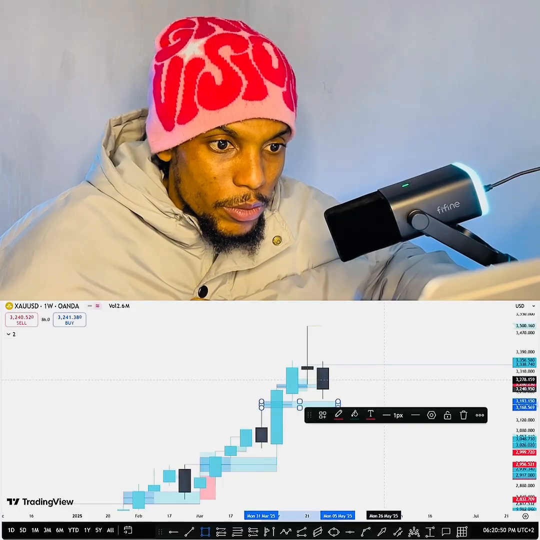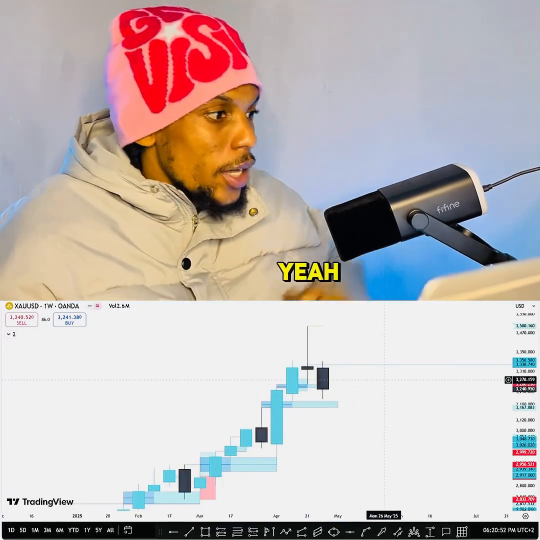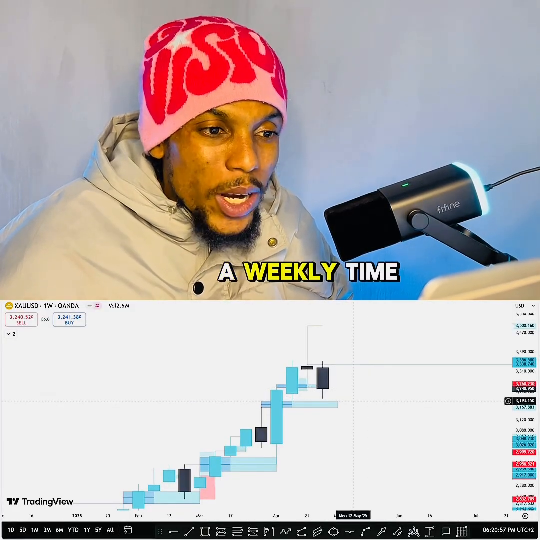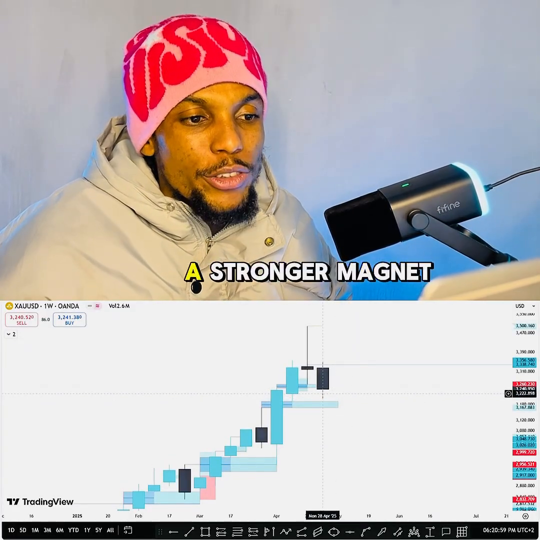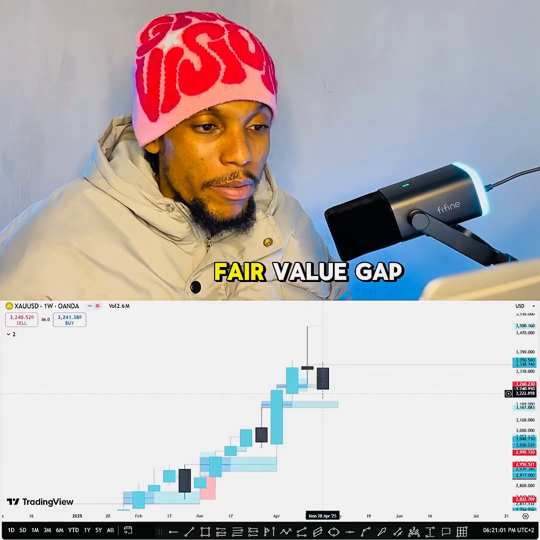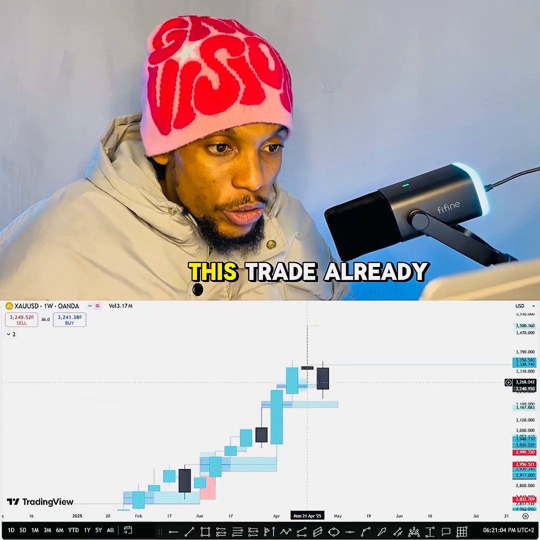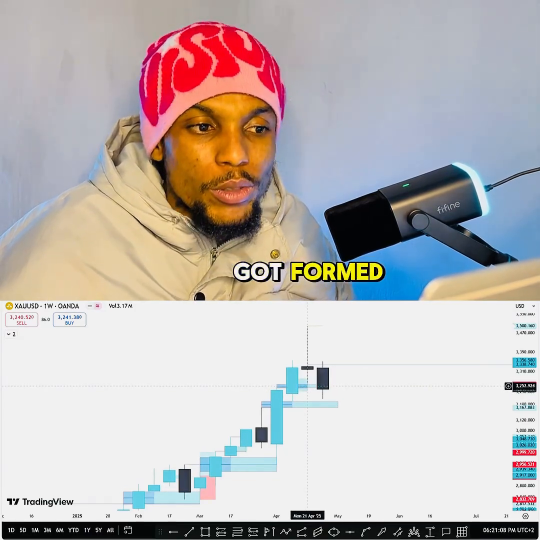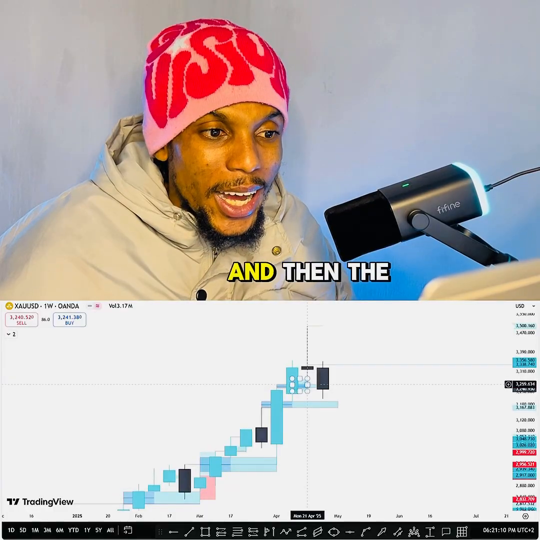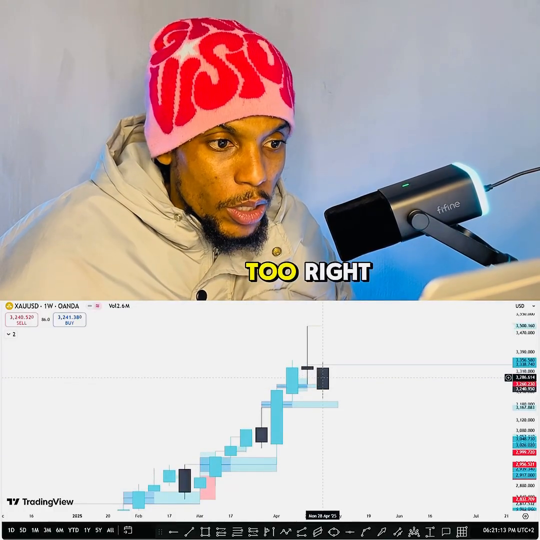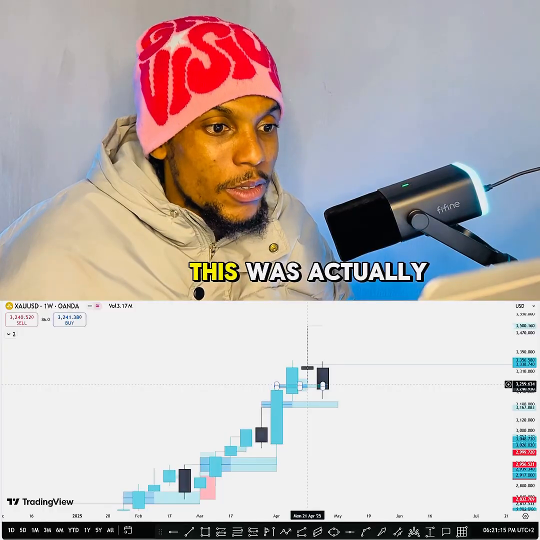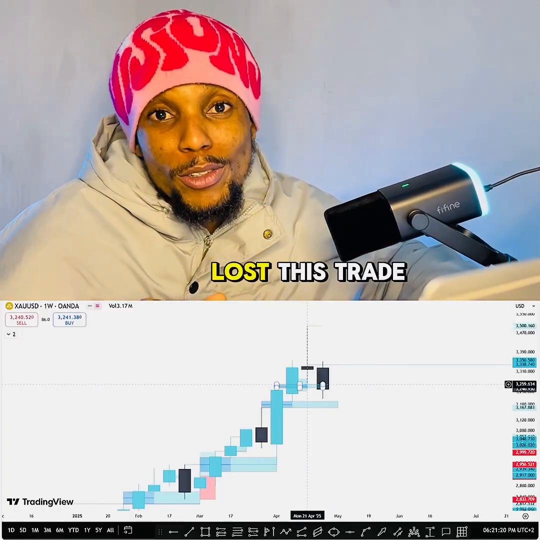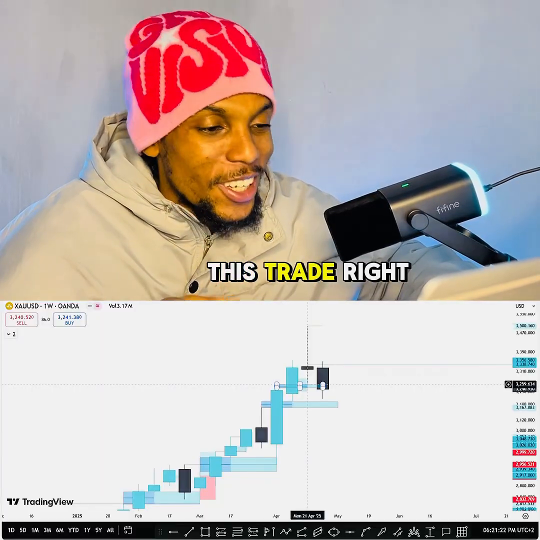So yeah, without making it look like it is something else, a weekly time frame fair value gap is actually a stronger magnet than a daily time frame fair value gap. But I was on this trade already before this particular weekly fair value gap formed, because I saw the price action I needed, and then the news came in too, right? So this was actually why I lost this trade, right?